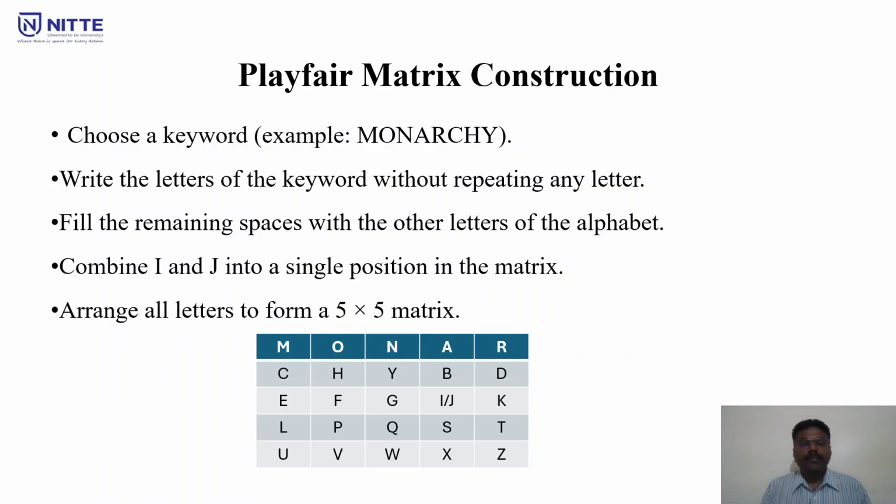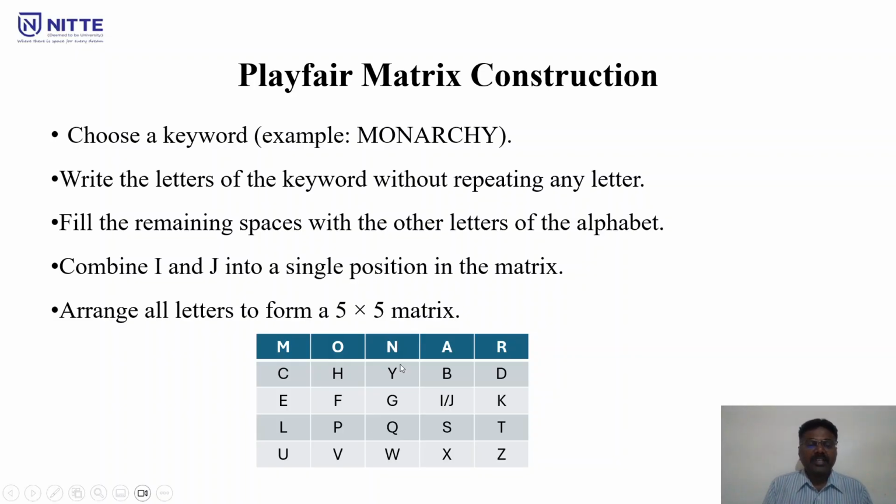Choose a keyword. For example, monarchy is the keyword we are going to take, and the letters of the keyword, without repeating any letter, we have to write, filling the remaining spaces with the other letters of the alphabet. Again we need to keep in mind that we combine I and J into a single position in the matrix. So now we arrange the entire keyword and other alphabetical letters in the given 5 cross 5 matrix.